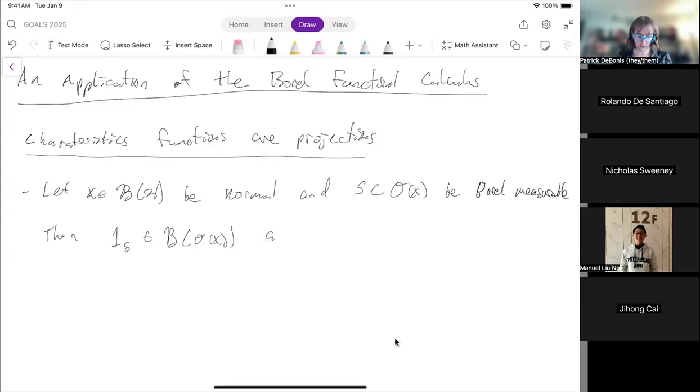And we can observe that it's equal to its own conjugate and its own square. Squaring a characteristic function doesn't do anything to it. And this implies, through the Borel functional calculus that we just proved, that the operator corresponding to the characteristic function satisfies the properties necessary to be a projection.